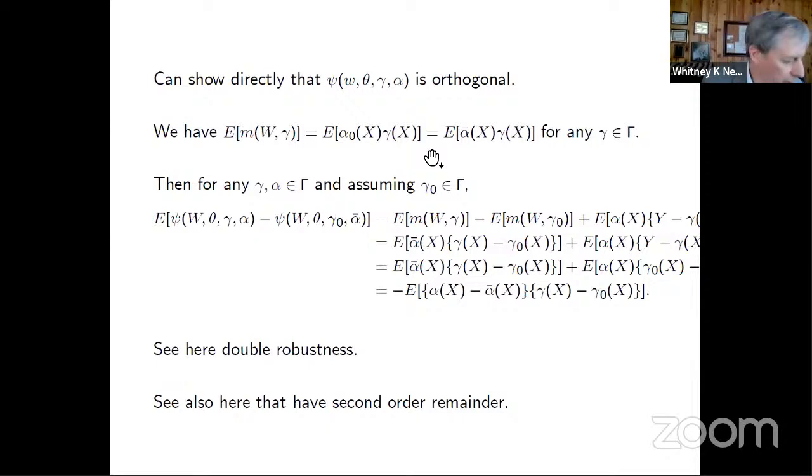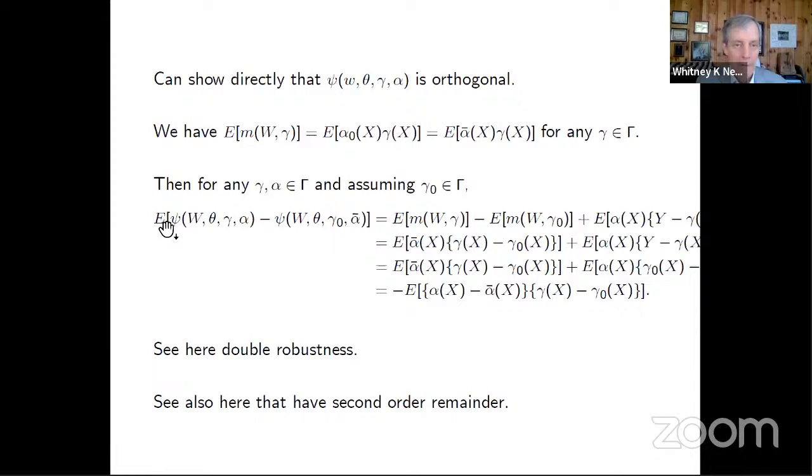Now, how are we doing on time? Yeah, we're probably okay. You can show directly that this is orthogonal. And here's a simple argument for that. We have the expectation of m(W, gamma); we already said that there's this Riesz representer. And then by the projection, this being a projection on gamma, for any gamma in this set capital Gamma, you have this equality. So think of this as the dependent variable. This is the regression. The expectation of the dependent variable times the regressor is the expectation of the regression times the regressor. And so that's what you have here. And plug those formulas in.